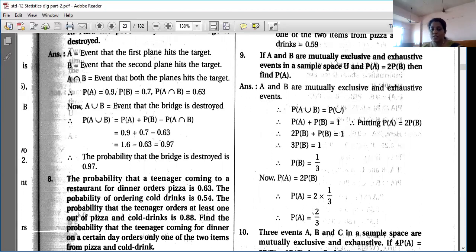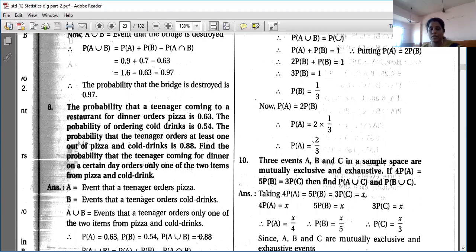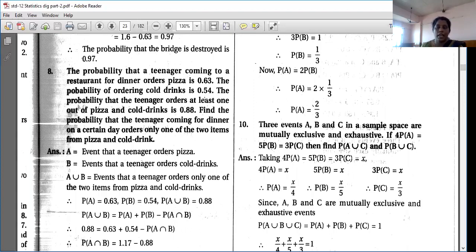So this was one easy sum. Everything was given, and that question is repeatedly asked in the board exam. So question number 7 and 8 is important. Take this question as important in your textbook. Now your next question is the 8th one.